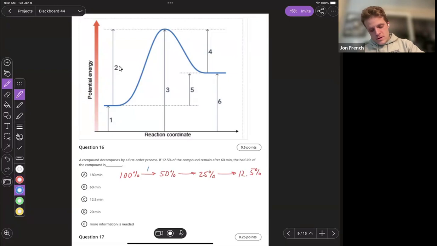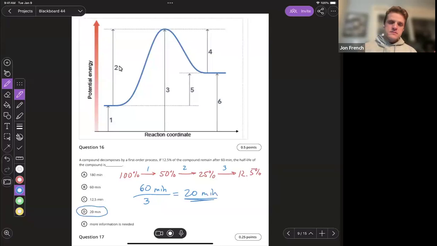So we go through 1, 2, 3 half-lives, all in 60 minutes. So each half-life would be 20 minutes because of that. We can do that in this case because this is a nice, even half-life. If the question said, how much is left at 5% or how much is left at 17%, then we could not do this. We'd actually have to do a calculation.